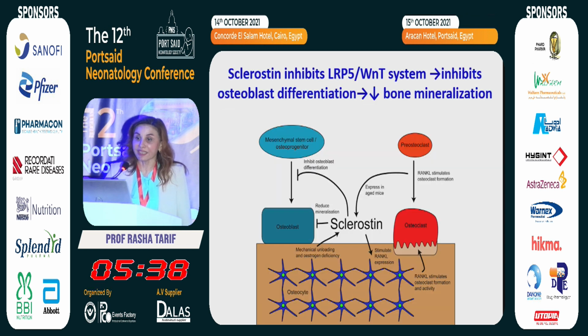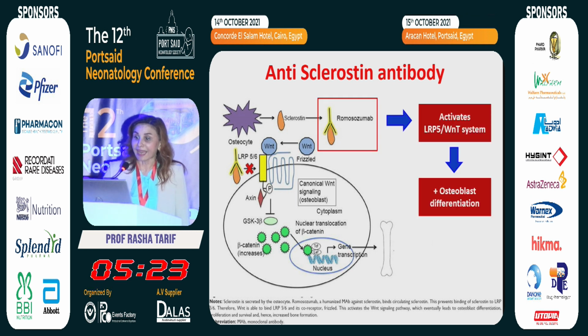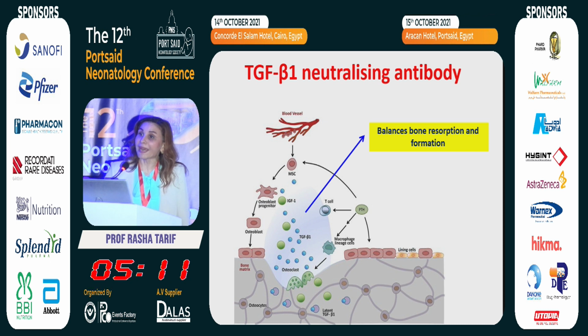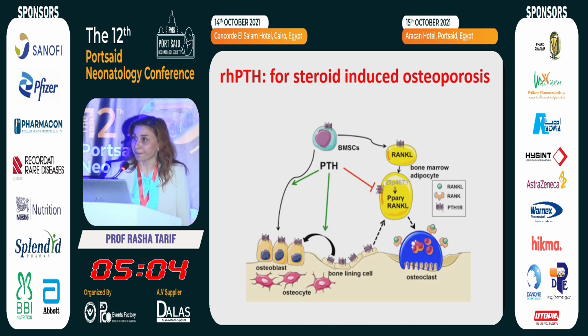Also, sclerostin inhibits the LRP5-WNT system, which inhibits osteoblastic differentiation, decreasing mineralization. So if you give anti-sclerostin antibody, it binds to the sclerostin and stimulates osteoblastic differentiation, helping in bone formation. Another modality is the TGF-B1 neutralizing antibody, which restores a balance between bone formation and resorption, helping in remodeling of the bone in a proper way.